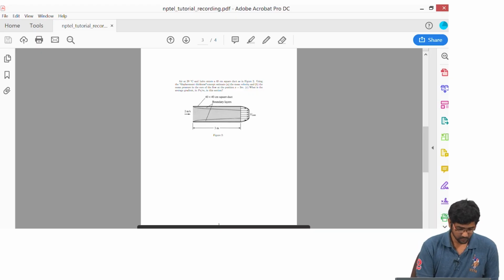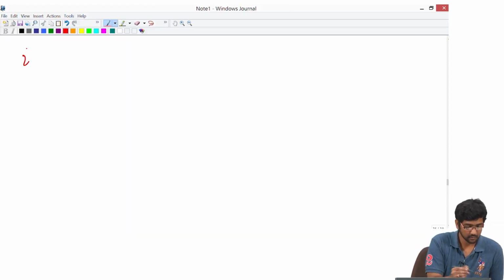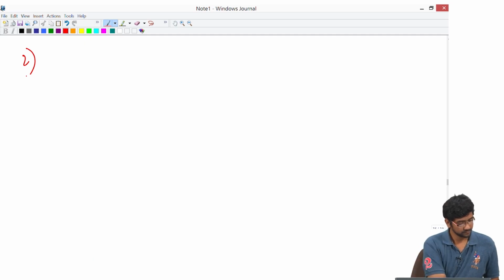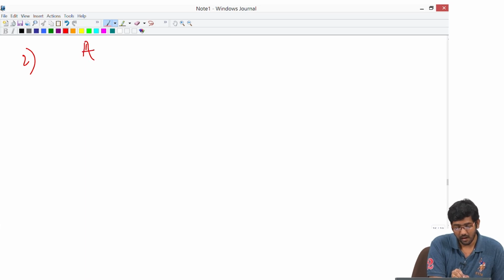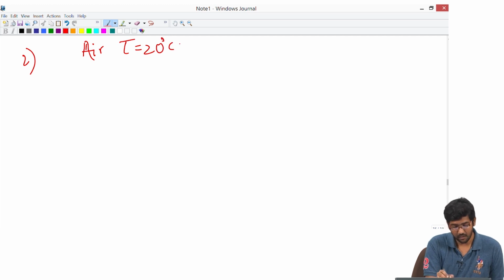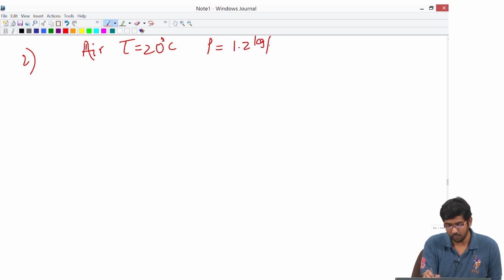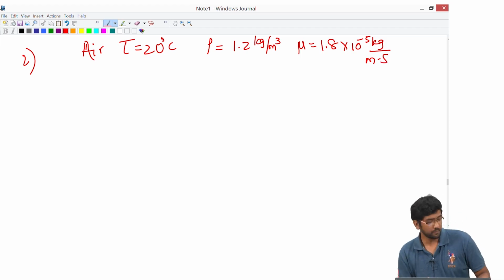So, let us try to answer this question. This is question number 2. As they have given air at 20 degrees centigrade, the parameters can be obtained from the corresponding tables, where density is 1.2 kg per meter cube and the viscosity is 1.8 into 10 power minus 5 kg per meter second. So, we know the air properties.